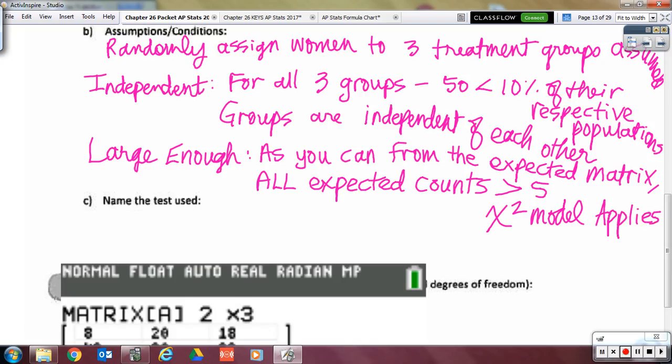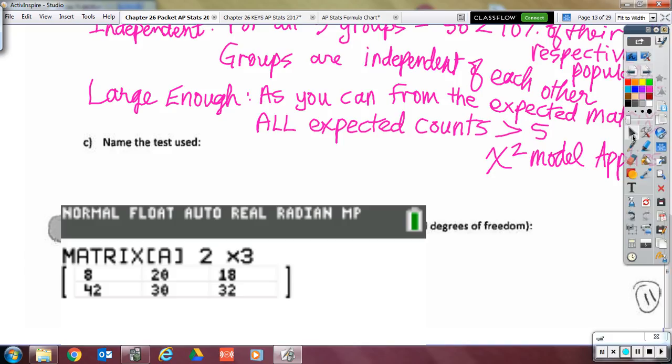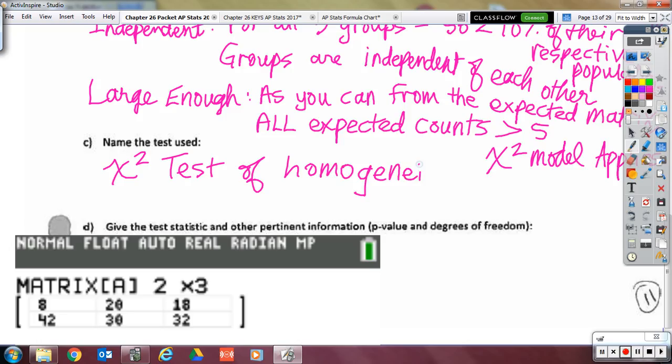All right, very good. So, what's the name of this test that we're going to use? Chi-squared test of homogeneity. Okay. Now it wants the test statistic and the p-value, the degrees of freedom. So we're going to go to the calculator to get that. So everybody, calculator up. Let me show you how to do that. Here we go.